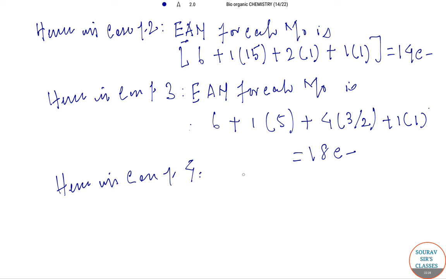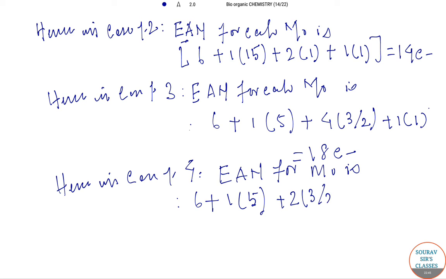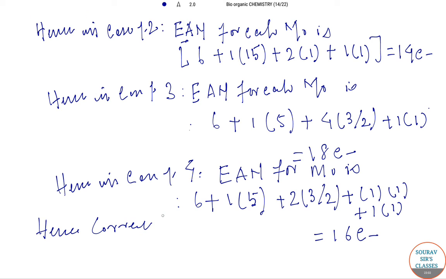And hence in case 4, the EAN for Mo is 6 plus 1 into 5 plus 2 into 3 by 2 plus 1 into 1 plus 1 into 1, and that is 16 electrons. So hence the correct answer is C.